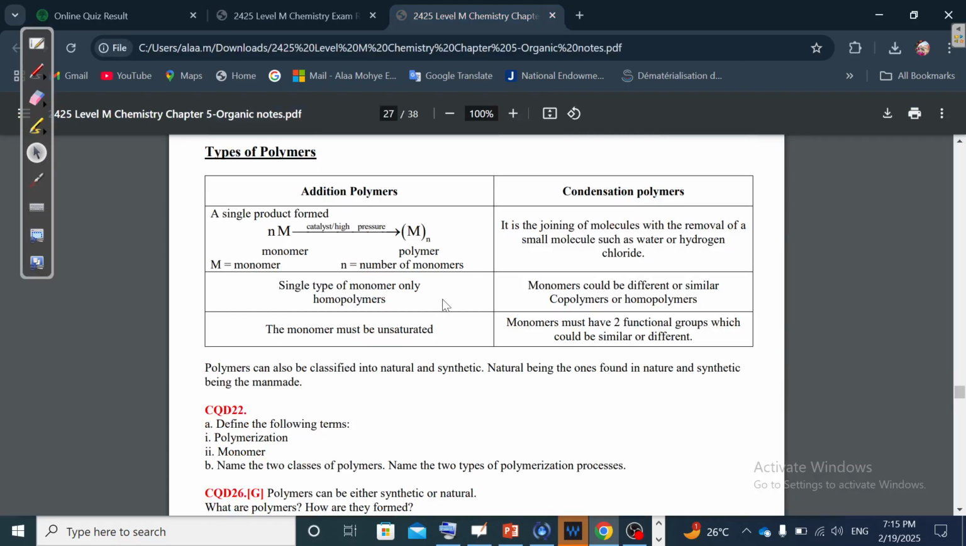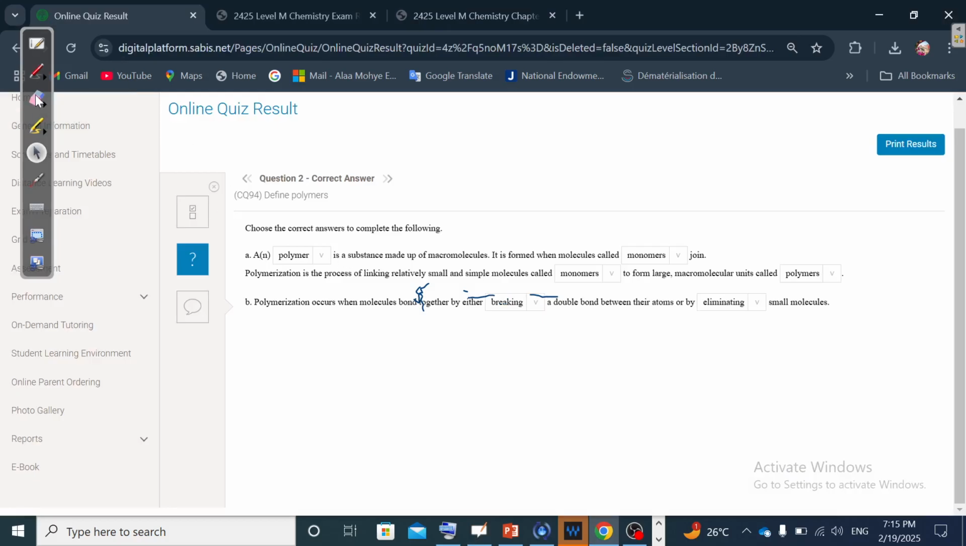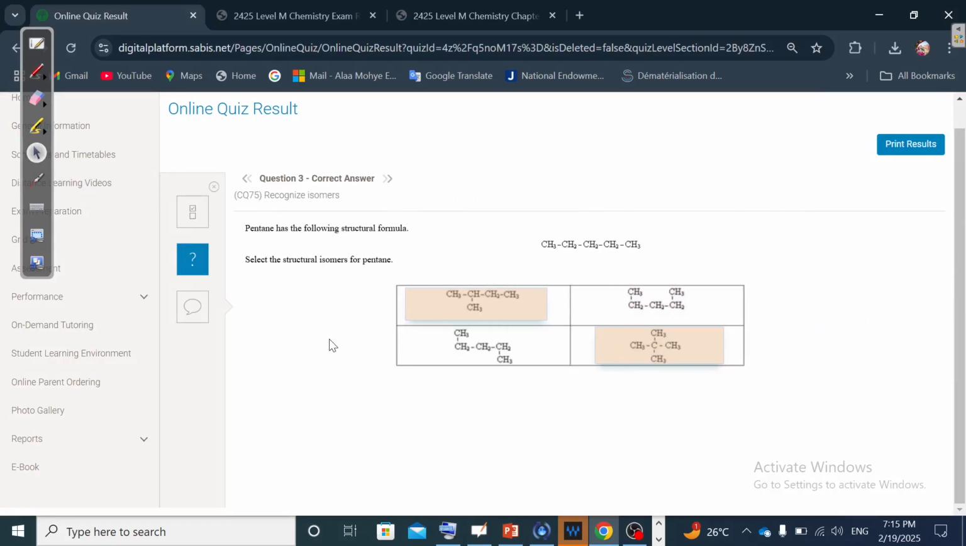So let's say ethene. Ethene, as you can see here, had its double bond. So the double bond was broken, and it forms like this now. So that's what they mean in this question. So please go over the notes. It's very important. Moving on.